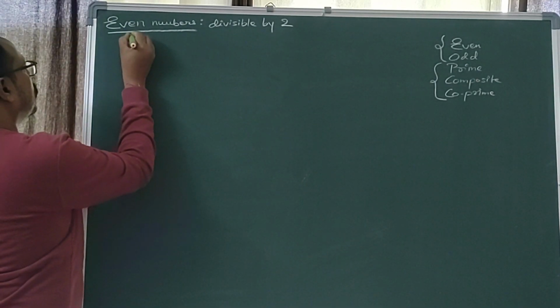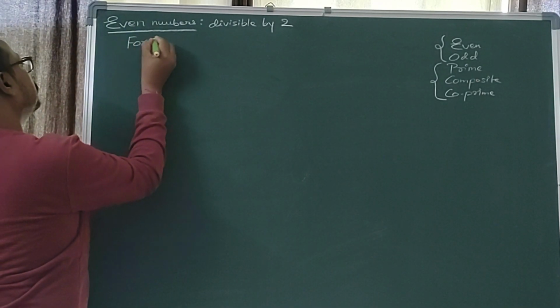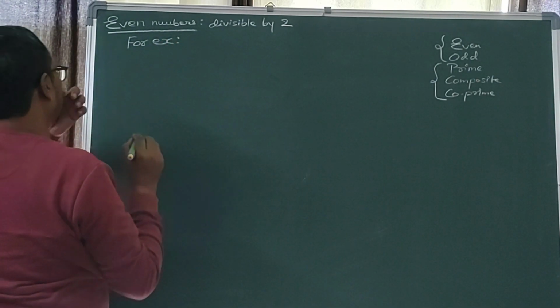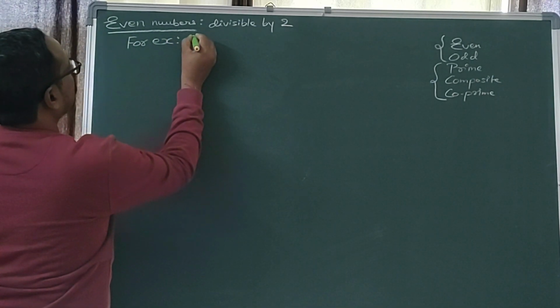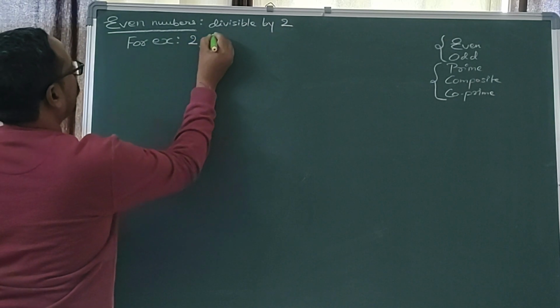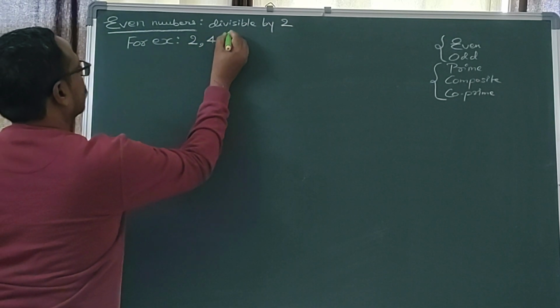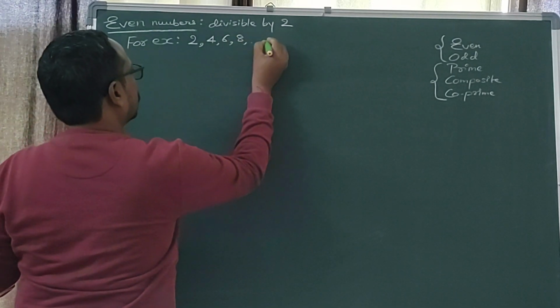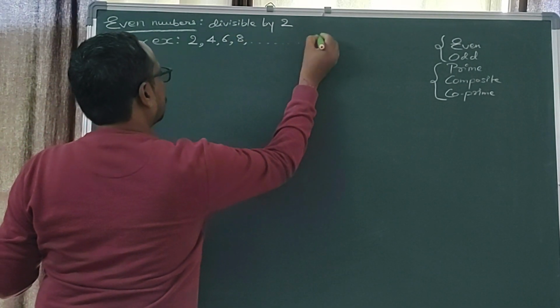For example, what are the examples of even numbers? This starts with 2, 4, 6, 8, and so on. It will go till infinity, right?